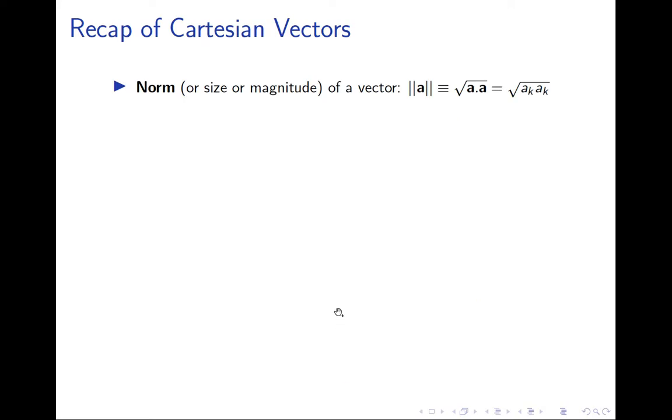Then we introduce the norm of a vector, which is given by vector A within this double bar, and this is defined to be the square root of the self dot product. In index notation, you have the square root of A_K A_K.